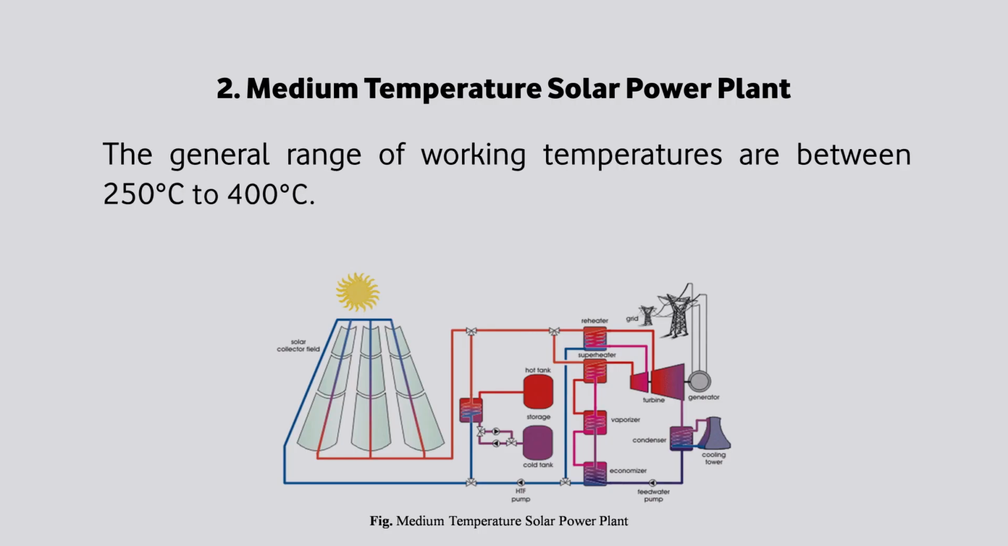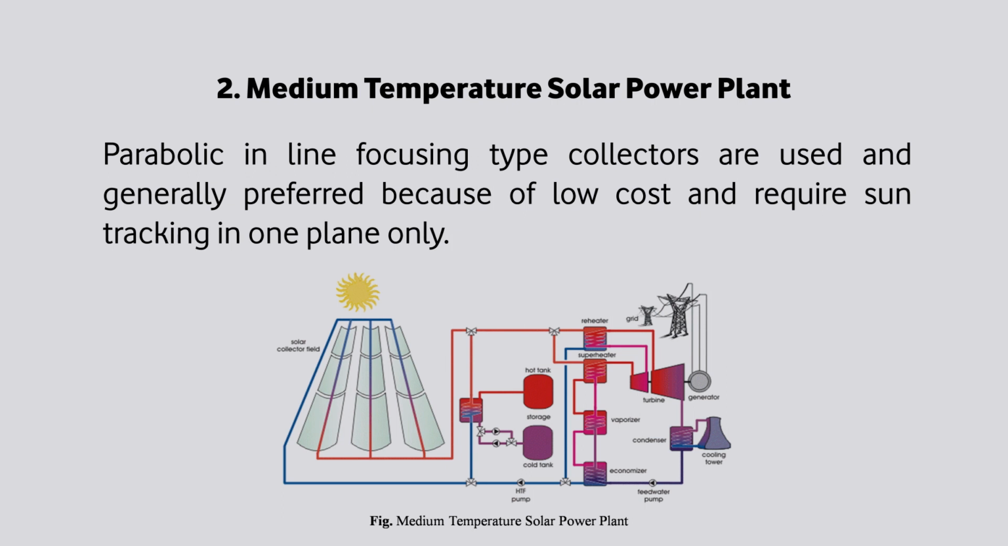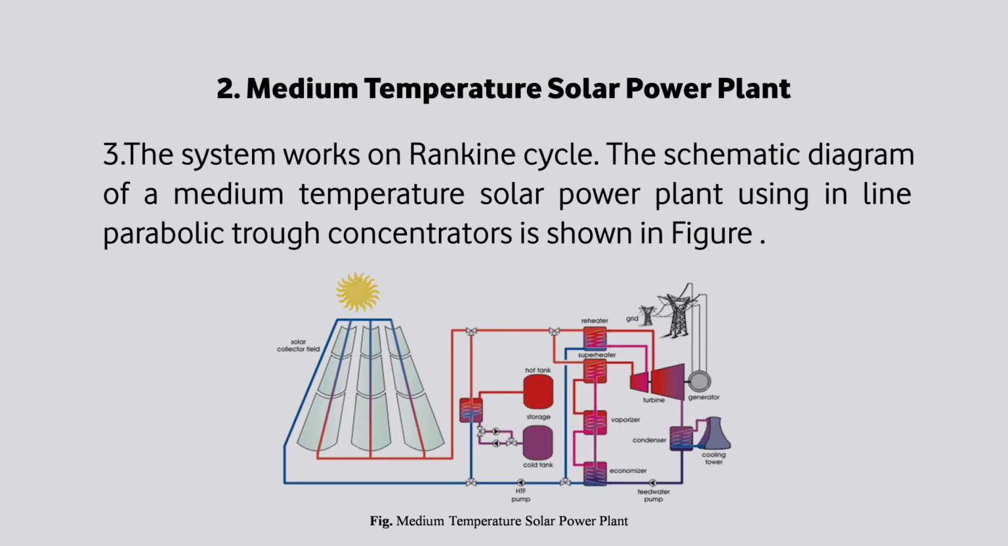This system employs an array of parabolic trough concentrating collectors spread over a large area. The general range of working temperature is between 250 degrees centigrade to 400 degrees centigrade. The parabolic inline focusing type collectors are generally preferred because of low cost and they require sun tracking in one plane only, as compared to paraboloid concentrating collectors having high cost and requiring sun tracking in two planes. The system works on the Rankine cycle.